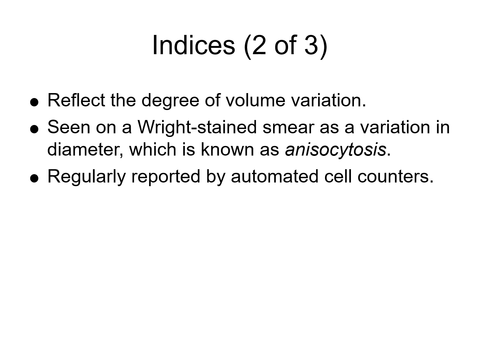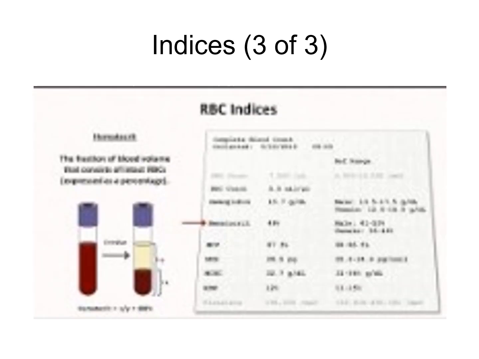The indices can reflect the degree of variation in red blood cell volume within a blood sample. So for visual identification on a Wright-stained blood smear, you can see the differences in the red blood cell diameter. This variation in size is called anisocytosis. The measurement for that, the variation in red blood cell size, is regularly reported by automated cell counters, often as a RDW, or red cell distribution width. Again, another video for you.